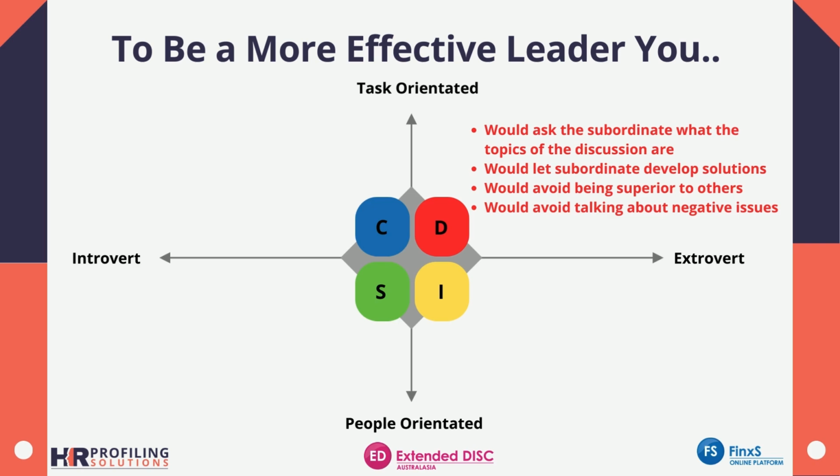So a D style would be a more effective leader if they would ask the subordinate what the topics of discussions are. For example, let some control go to others by letting them set the agenda and listening. Another helpful hint would be let subordinates develop solutions. Give them a chance to solve issues in their own way. It may be different to yours, but not necessarily wrong.